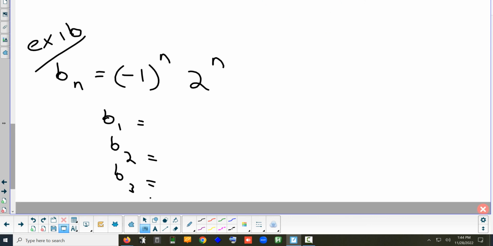Let's try this one. So this is negative 1 to the n times 2 to the n. Just want to focus on that for a minute. When you raise negative 1 to a power, it's very limited, the answers you can get. What can you get when you raise negative 1 to a power? Asia? You can get 1, or you can get a negative 1. When do you get a 1?